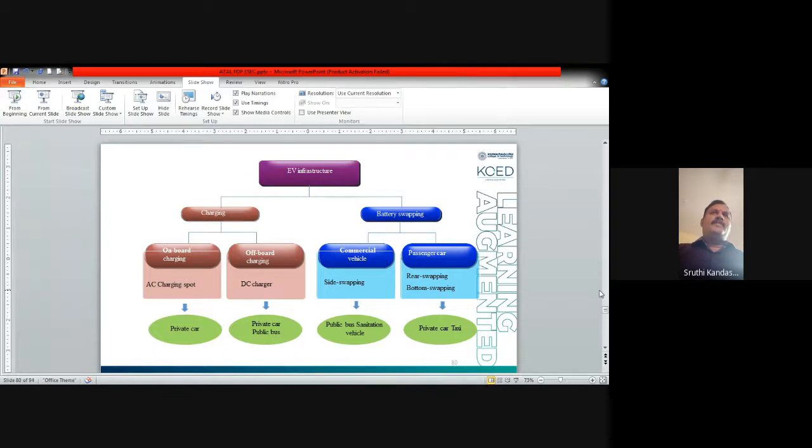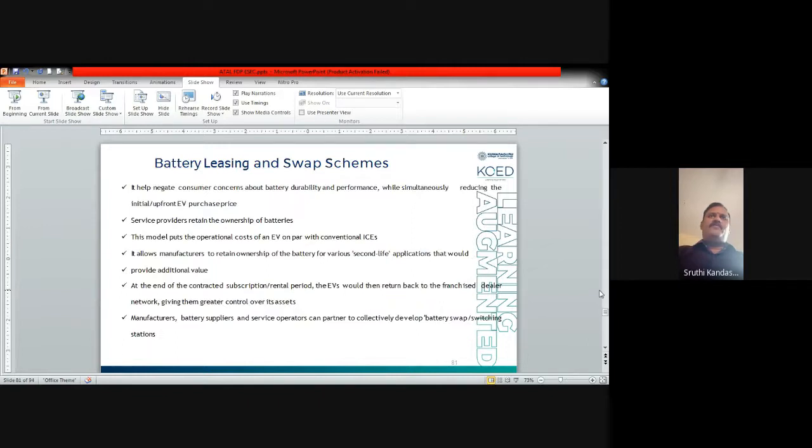The battery leasing and swapping scheme helps with consumer concern about battery durability and performance while simultaneously reducing the initial upfront EV purchase price. The service providers retain the ownership of batteries. This model puts the operational cost of EVs on par with the conventional ICE. It allows manufacturers to retain ownership of batteries for various second life applications, which would provide additional value. Manufacturers, battery suppliers, and the service operator can partner to collectively develop battery swap or switching stations.